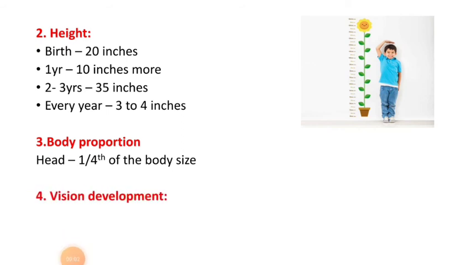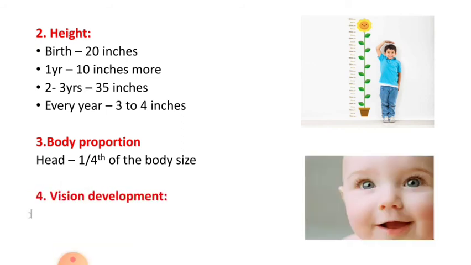Next one is vision development. At the time of birth, the baby's vision is blurred and it can see only a few inches far. The brain is unable to process the vision and make a clear picture of the object seen. However, the vision develops steadily and rapidly in the first few weeks of life.